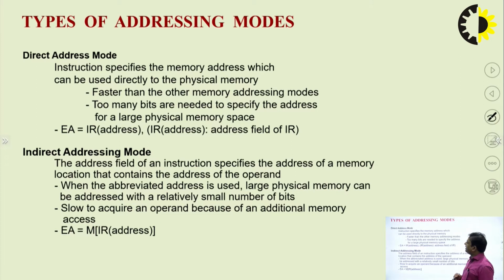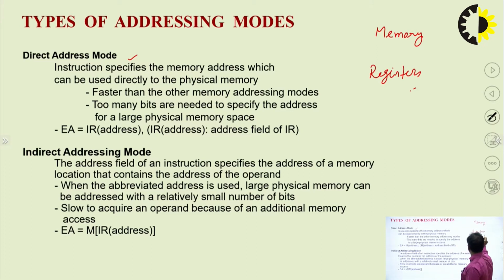Next is the direct addressing mode. Here we generally confuse the register direct and direct addressing modes. We should be very clear that the address can be either a memory address or in registers. Either the memory address will be there, or the register.